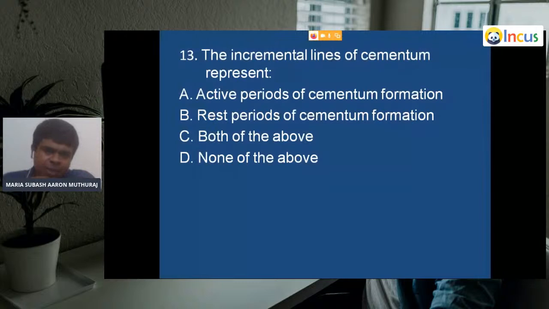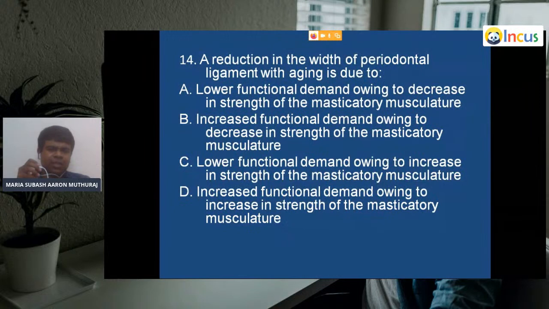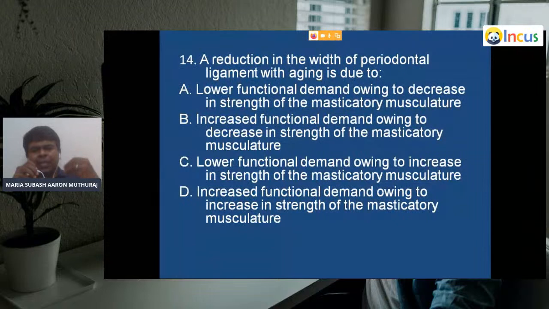This incremental line will represent the rest period of cementum formation. A reduction in width of the periodontal ligament with aging: when there is an increase in force and functional demand, there will be an increase in width of the periodontal ligament. Whereas in a tooth which has no antagonist, there will be a reduction in width of the periodontal ligament, because there will be a decreased load on the tooth and therefore disuse atrophy will be present.